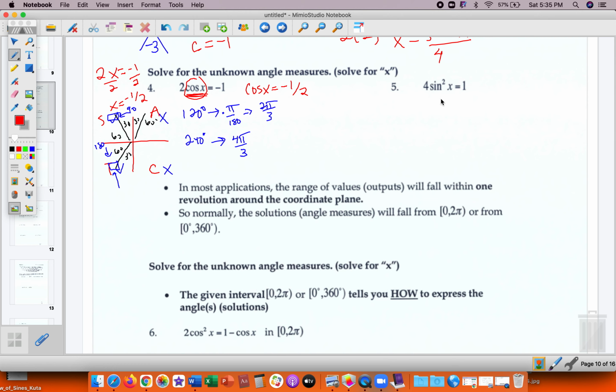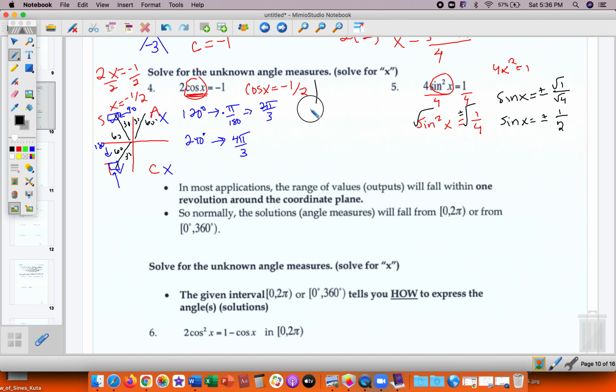Number 5, we're going to isolate sine squared x. So think of this as 4x squared equals 1. So we're first going to divide both sides by 4. We have sine squared x equals 1/4. And then we're going to take the square root of both sides, plus or minus. So we'll have sine x equals plus or minus square root of 1 over square root of 4, which is plus or minus 1 over 2.